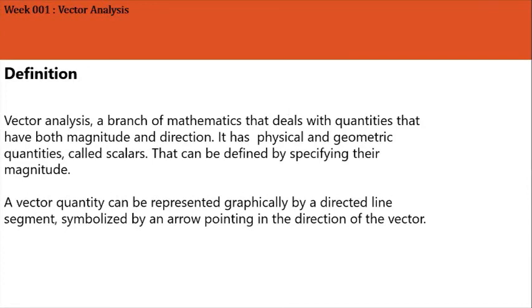Definition. Vector analysis is a branch of mathematics that deals with quantities that have both magnitude and direction. It has physical geometric quantities called scalars that can be defined by specifying their magnitude. A vector quantity can be represented graphically by a directed line segment symbolized by an arrow pointing in the direction of the vector. Okay.